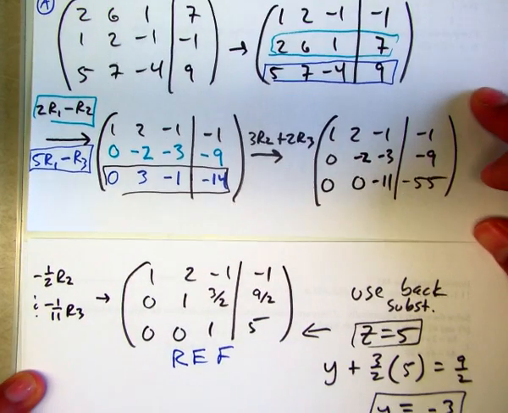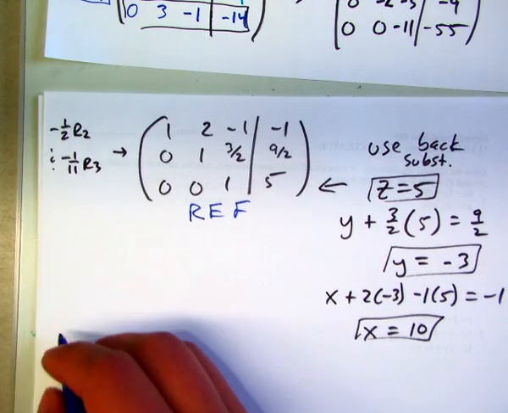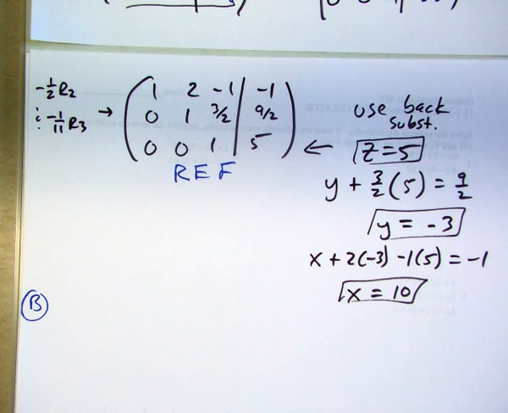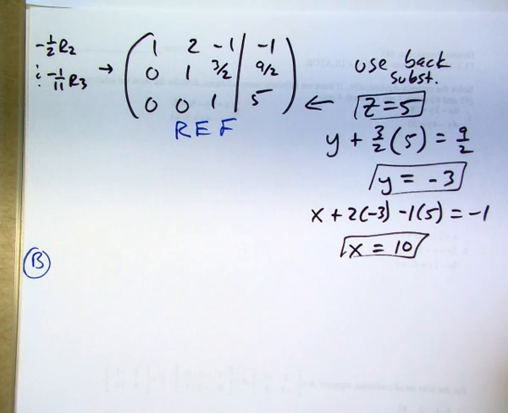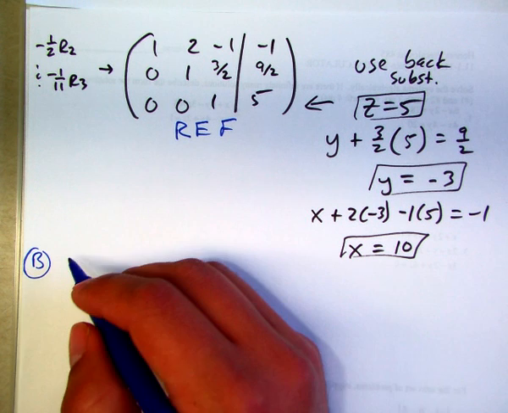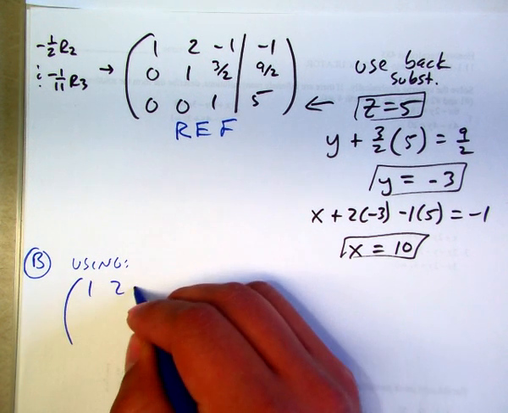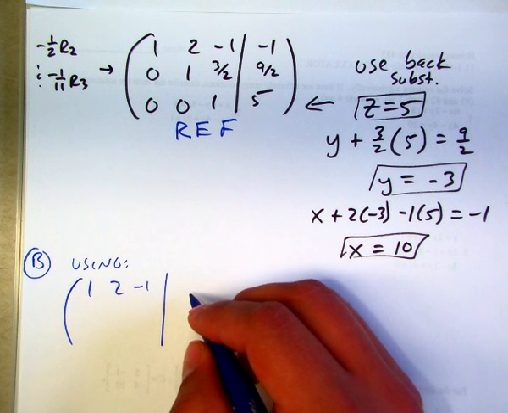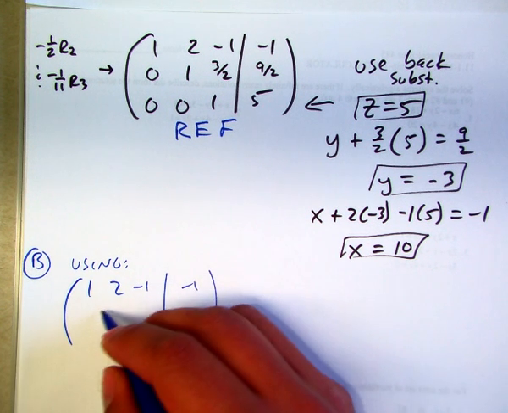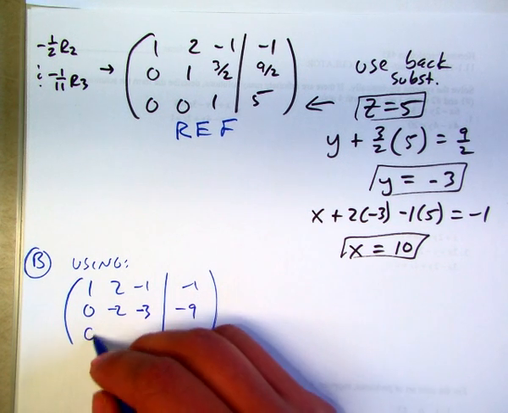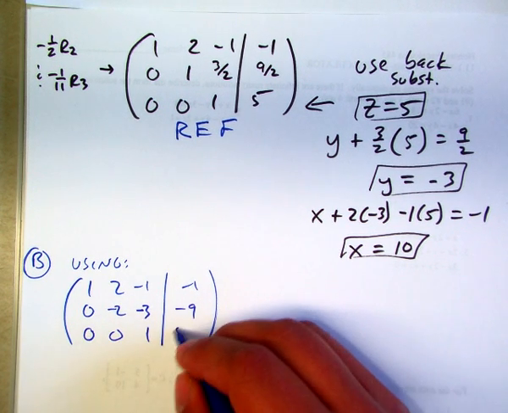Okay? Part B, use Gauss-Jordan. Okay? What I'm going to do is pick up at what point I would kind of change my method. So I'm going to go back to the matrix that was 1, 2, negative 1, negative 1, 0, negative 2, negative 3, negative 9, 0, 0, 1, and then 5.